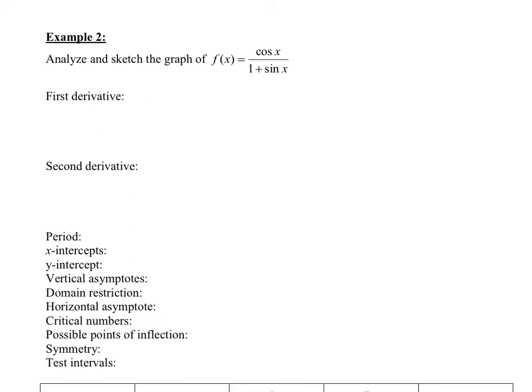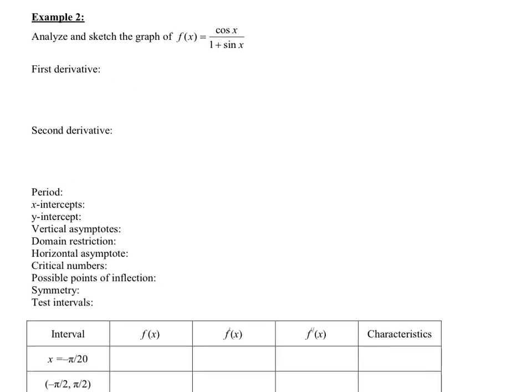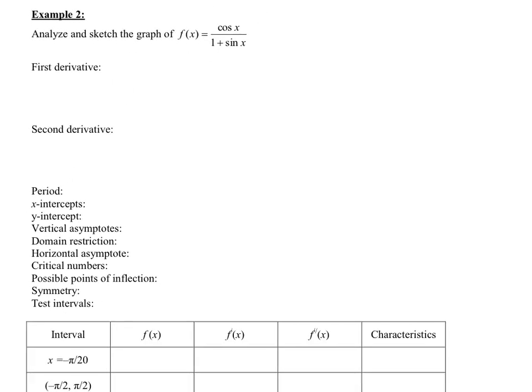So example 2, we're going to sketch cosine over 1 plus sine. And let's start, first of all, thinking through, are there any of these features that we can find before we do any actual calculus? Domain restriction. What is our domain going to be? X can't be pi over 2 or 3 pi over 2. Okay, and why is that? Because that makes the denominator zero. So sine cannot be negative 1, right?